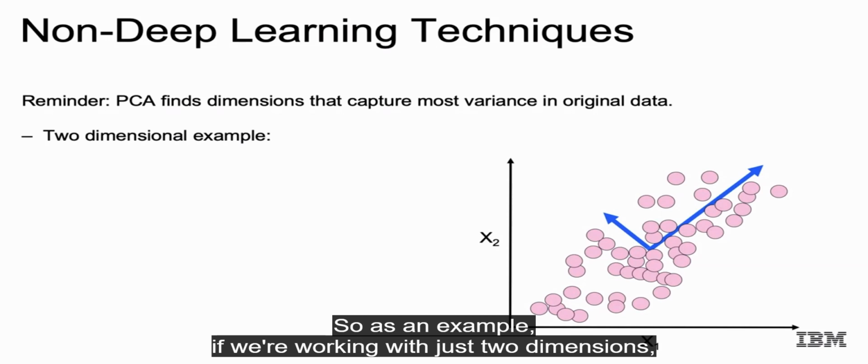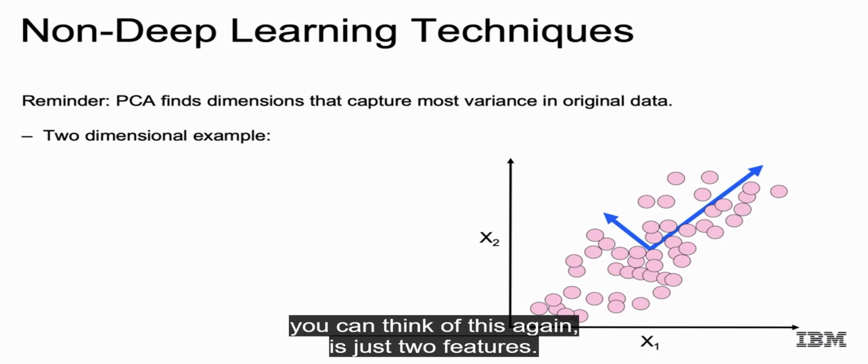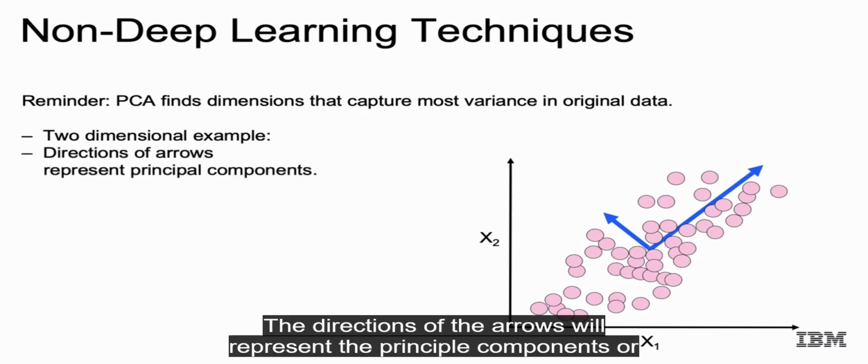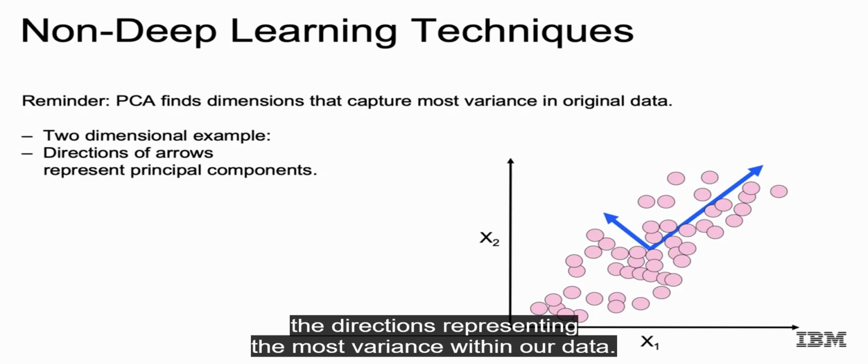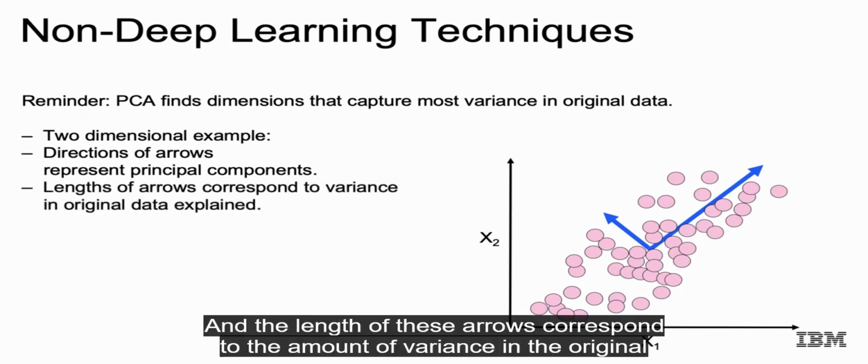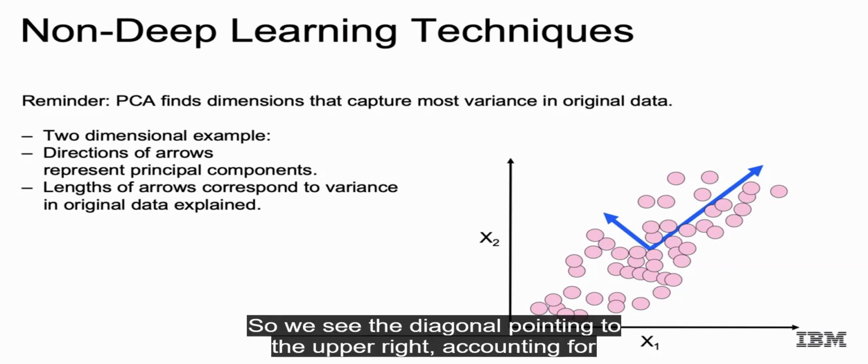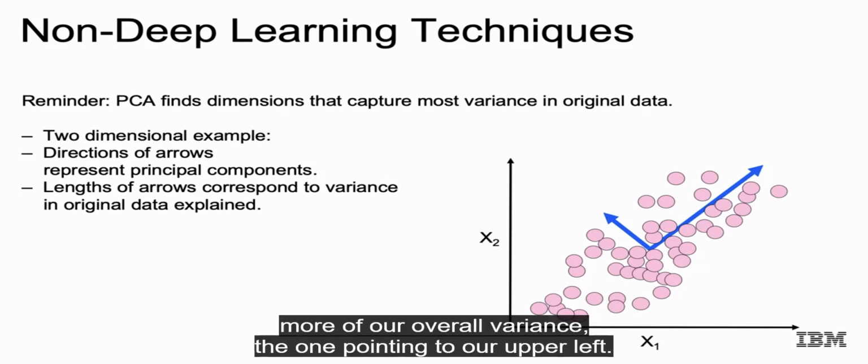So as an example, if we're working with just 2 dimensions, you can think of this again as just 2 features. The directions of the arrows will represent the principal components, or the directions representing the most variance within our data. And the lengths of these arrows correspond to the amount of variance in the original data that is explained. So we see the diagonal pointing to that upper right, accounting for more of our overall variance, than the one pointing to our upper left.